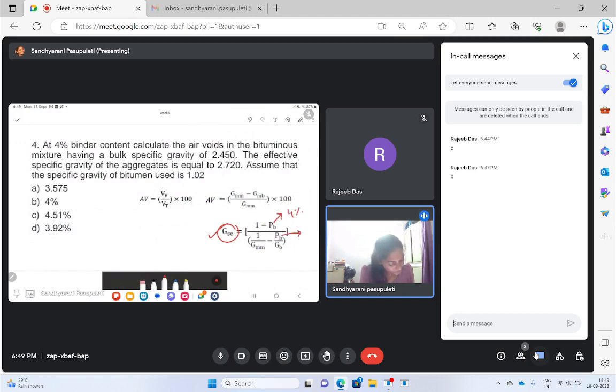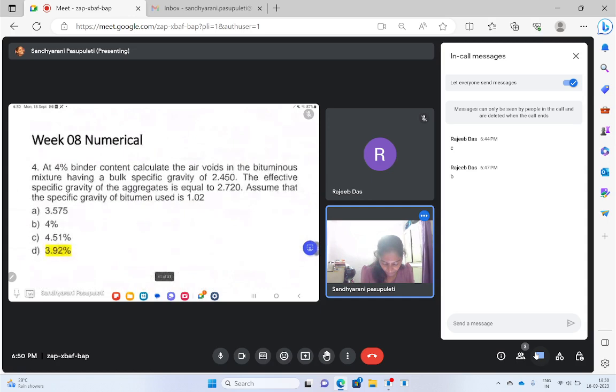This is the percentage of binder, 4 by 100. The specific gravity of binder is given as 1.02 and GSE is given. The only unknown is GMM, so from this equation we can calculate the GMM. Once GMM is calculated, we can substitute it here. GMB is already given, and we will get the air voids as 3.92.